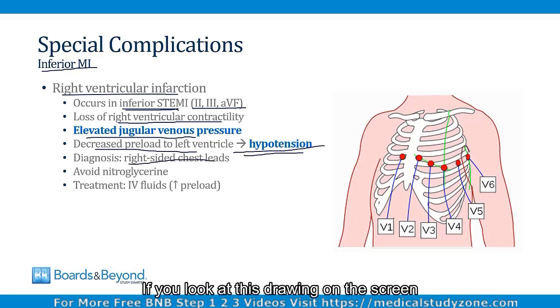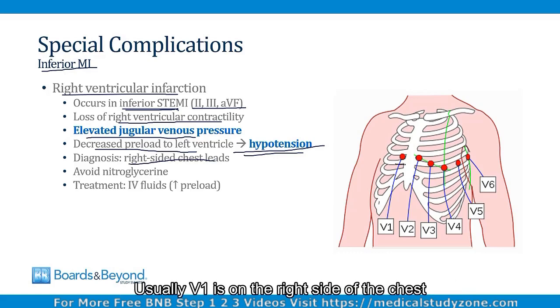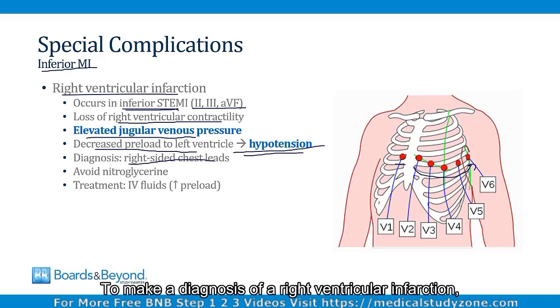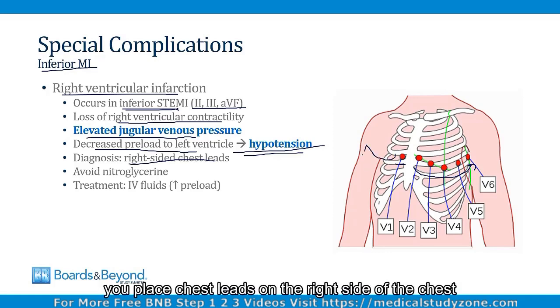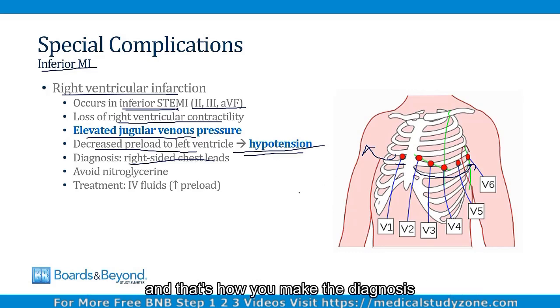If you look at this drawing on the screen, this shows where the normal chest leads are placed. Usually V1 is on the right side of the chest, and then V2 through V6 wrap around the left side of the chest. To make a diagnosis of a right ventricular infarction, you place chest leads on the right side of the chest, and those chest leads will show evidence of ST elevation, and that's how you make the diagnosis of a right ventricular infarction.